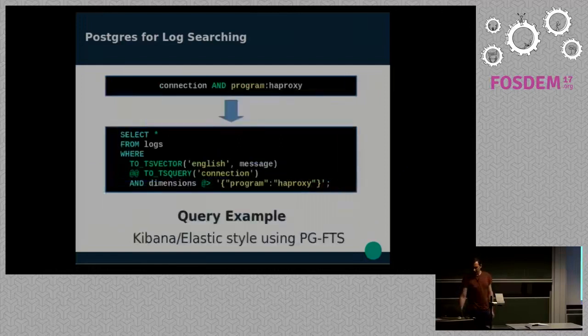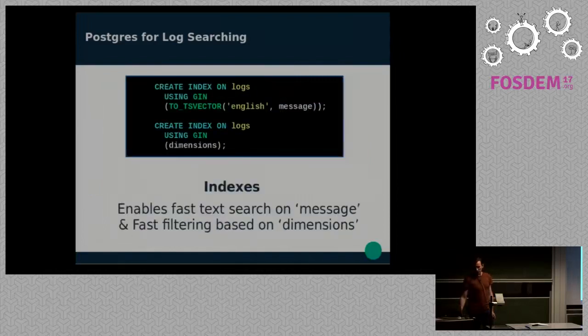And the sort of queries we want to do, if you're used to using kind of Elastic and Kibana, you might want to do things like this. So you want to say, find me logs with the word connection, where the program name is HA proxy. And we can do those with Postgres. So Postgres has got full text search. It's admittedly a bit longer, but we can do a TS query on the message, and then we can do a contains on the dimensions. As long as we've got that indexed with some GIN indexes, it'll be nice and fast.